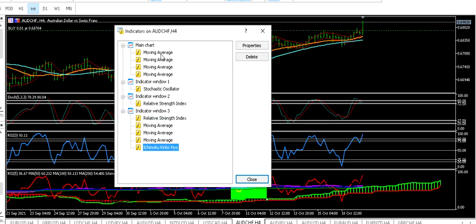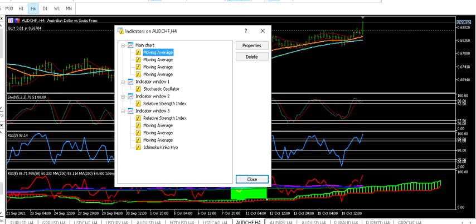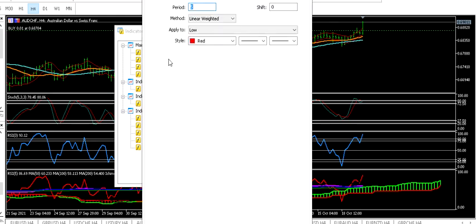Now for the main window, the first moving average is of period 5. The method is linear weighted, applied to high, and the color is red. The second indicator is also period 5, method linear weighted, this time applied to low. The initial one is applied to high, but this one is applied to low, and the color is still red.